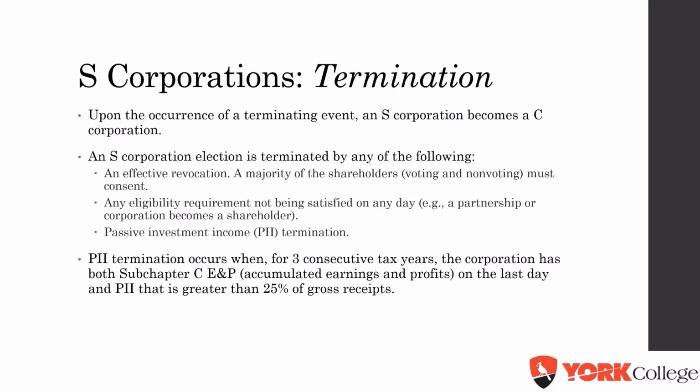So when does S corporation status terminate? Well, it's upon the occurrence of a terminating event. And when that happens, an S corporation becomes a C corporation. There are three instances in which this could occur. The first is if a majority of the shareholders, both voting and non-voting, consent to an effective revocation. They choose not to be an S corp anymore.